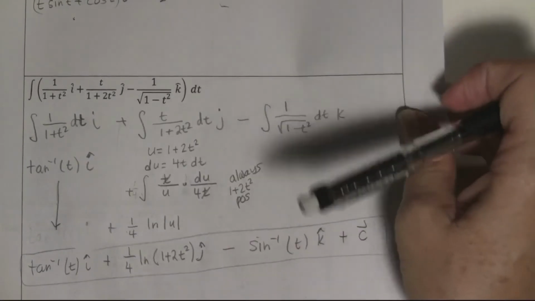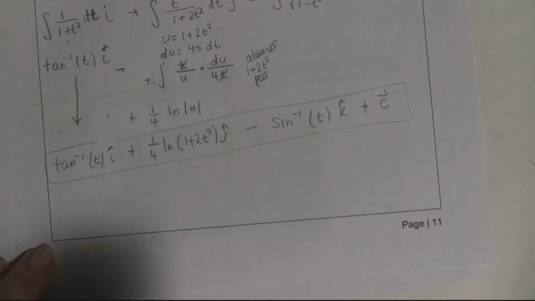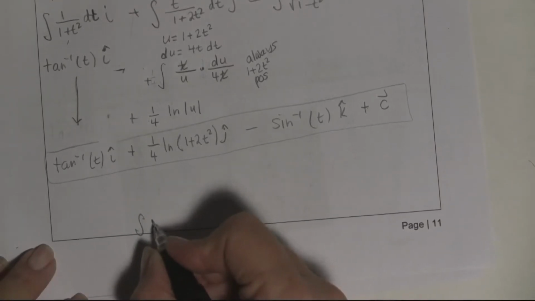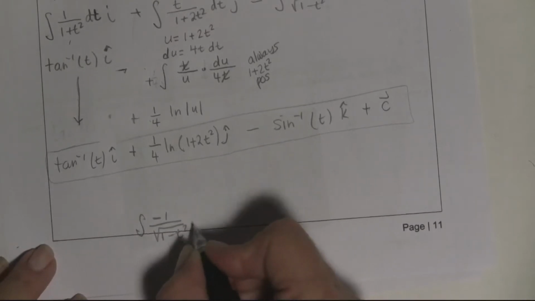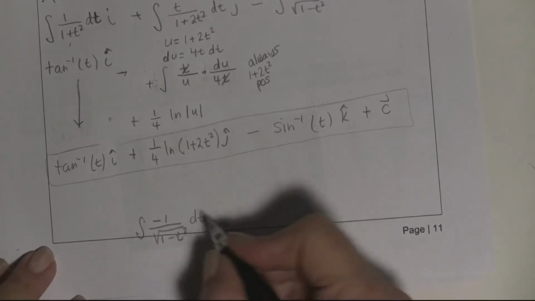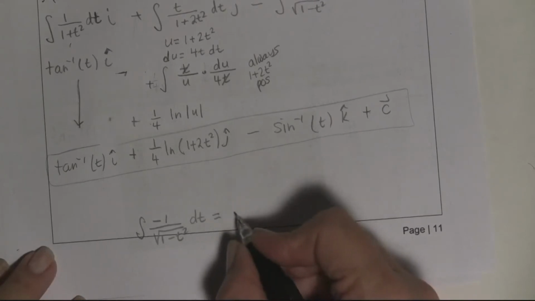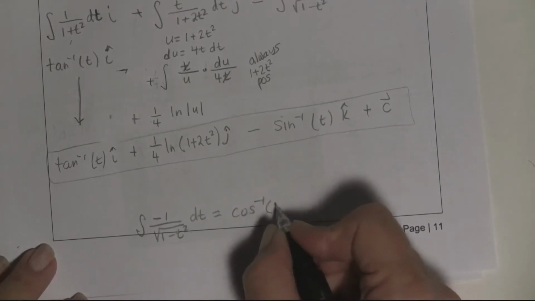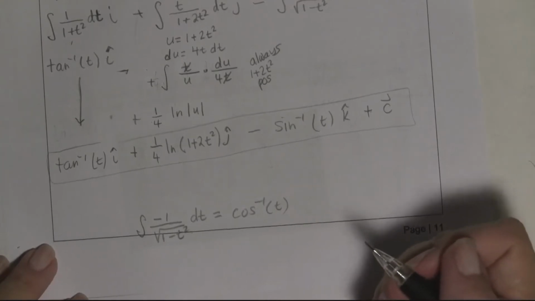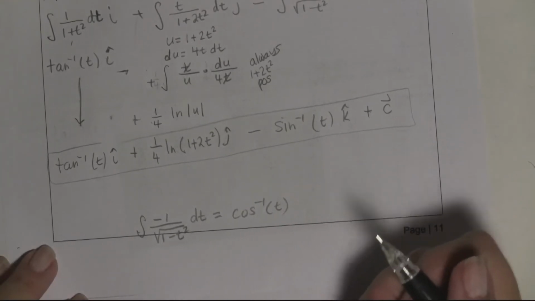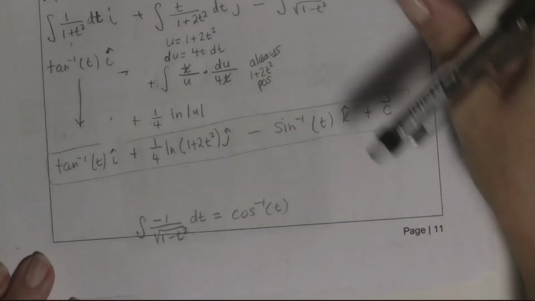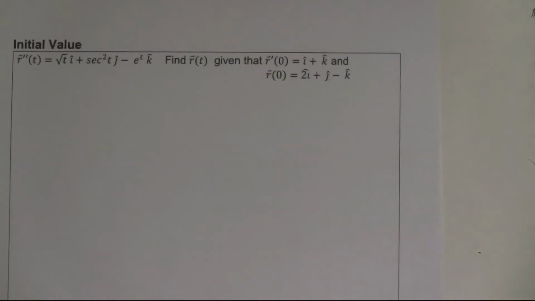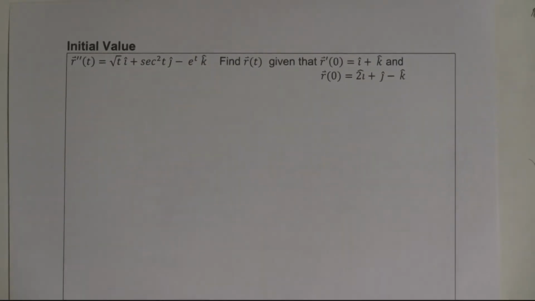Typically, we'll use arc sine as opposed to arc cosine, but the integral, I don't know if you guys remember this, of -1 over the square root of 1 minus t squared dt is equal to the arc cosine of t. I think either one would have been okay, but typically they use sine, is what I've noticed. Okay, one more to do in its initial value problem.